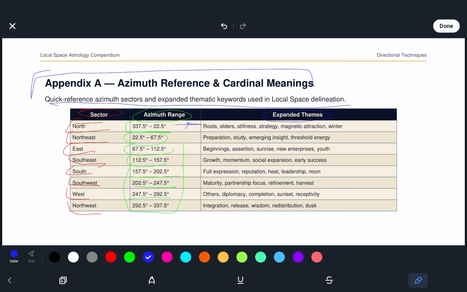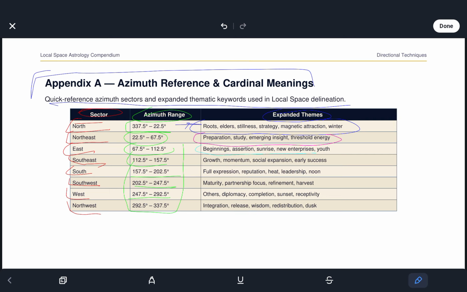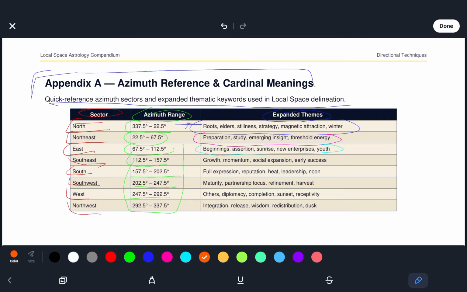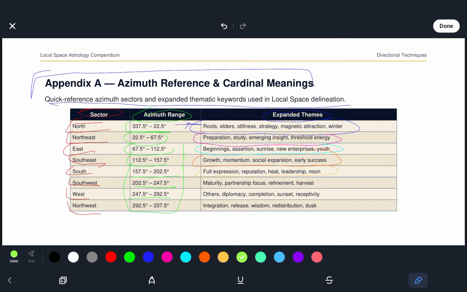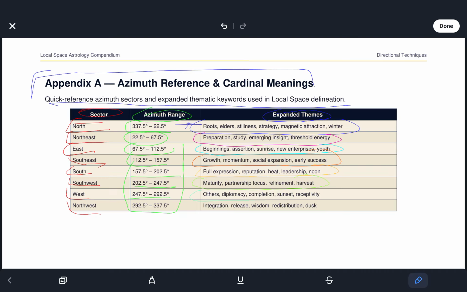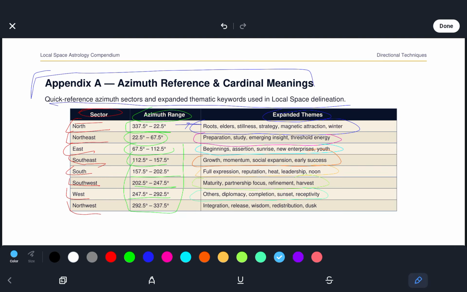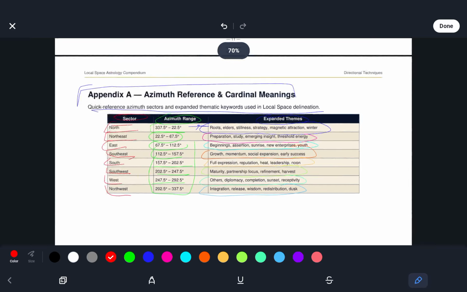So the sector for north is root, elder, stillness, strategy, magnetic attraction, in winter. Northeast is preparation, study, emerging insight, threshold energy. East is beginnings, assertion, sunrise, new enterprises, and youth. Southeast is growth, momentum, social expansion, early success. South is full expression, reputation, heat, leadership, noon. Southwest is maturity, partnership, focus, refinement, and harvest. West is others, diplomacy, completion, sunset, receptivity. And northwest is integration, release, wisdom, redistribution, and dusk.